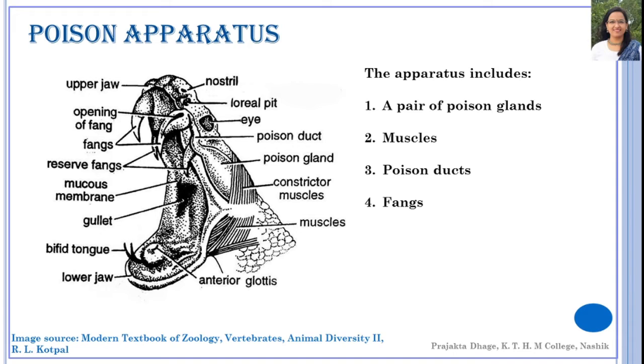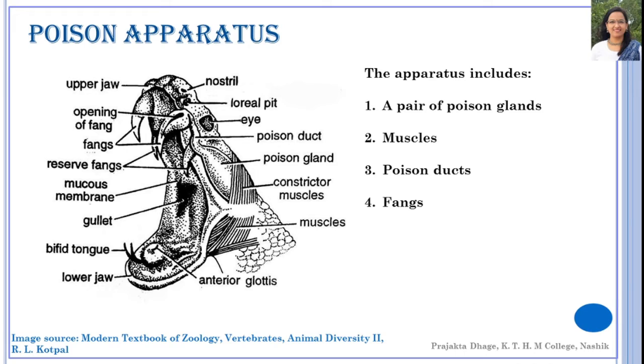Now let's move on to the main thing, which is referred to as the snake venom and the poison apparatus. Venomous snakes possess a poison apparatus that is in the head region. The apparatus is going to include a pair of poison glands, muscles, poison ducts, and fangs. On either inner side of the upper jaw, below and somewhat behind the eyes, two sac-like poison glands are present. So there is a pair of poison glands.